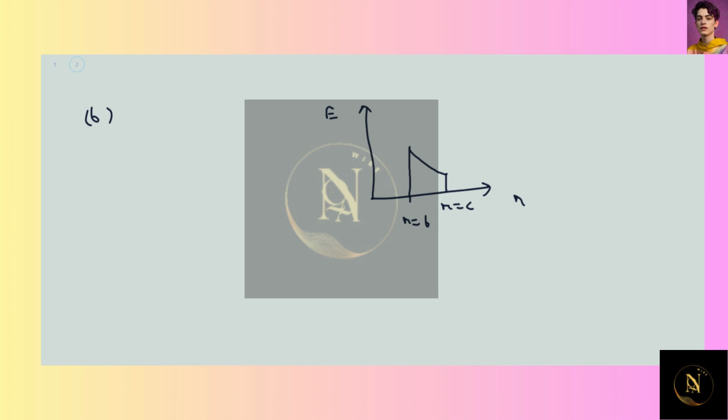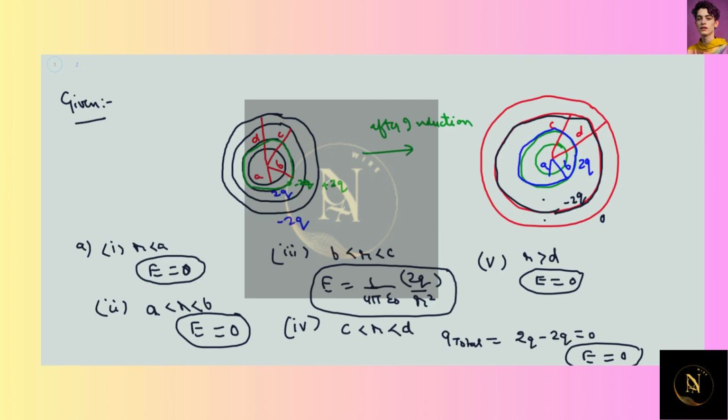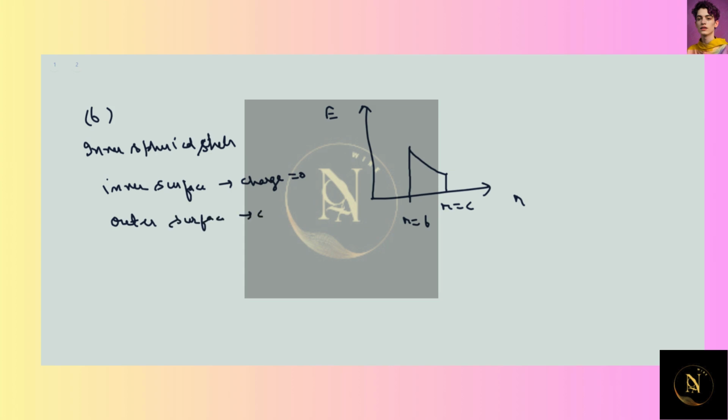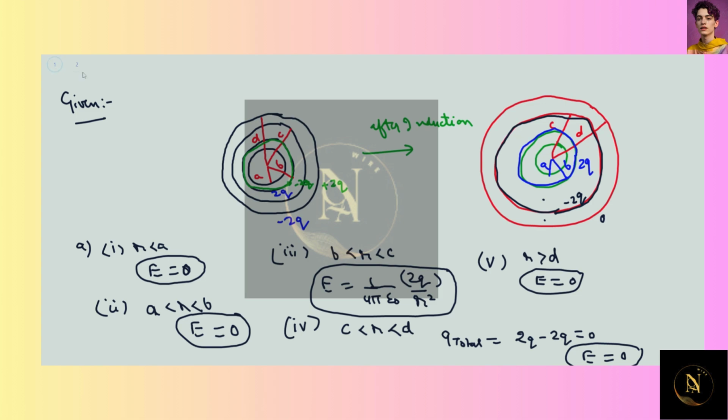Now coming back to part b. For the surfaces, I have already mentioned what the charges of each surface are. So we have the inner spherical shell, inner surface, charge is 0. Outer surface of this one, charge is equal to 2q, which is this one, 2q.